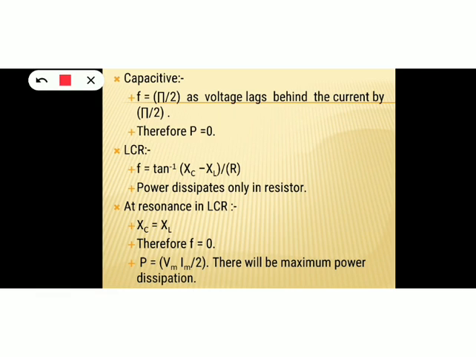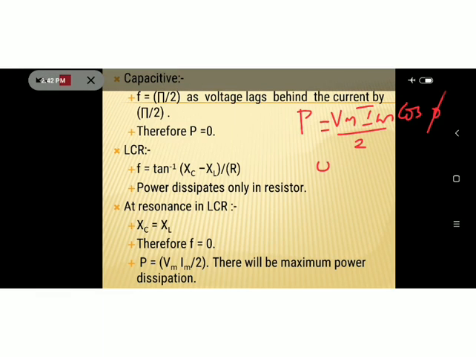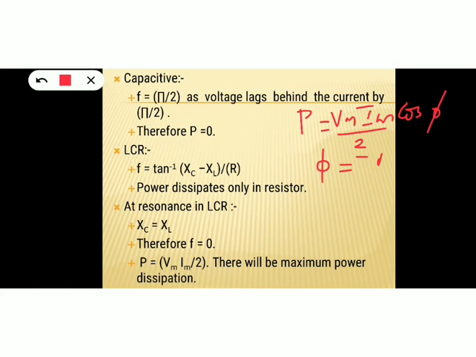And when phi equals minus pi by 2, cos minus pi by 2 is cos pi by 2 itself, so it will be 0, so power will be 0, and it will be a capacitive circuit, because when phi is minus pi by 2, voltage lags behind the current. When voltage is lagging, then it will be a capacitive circuit.